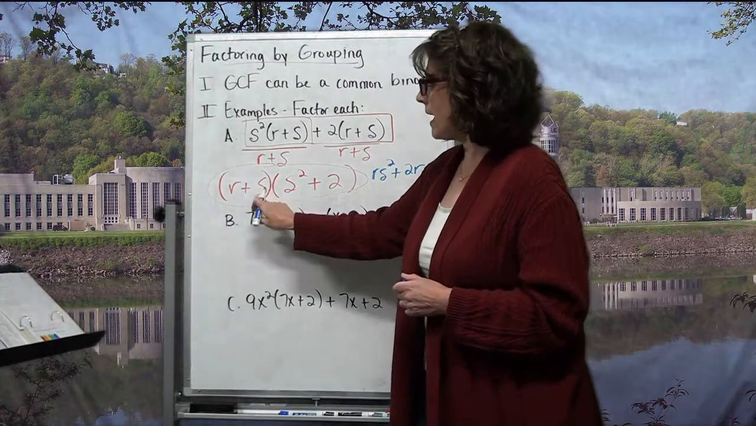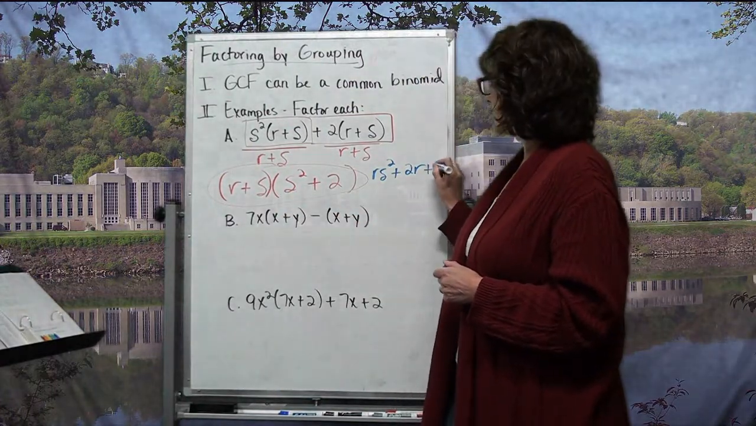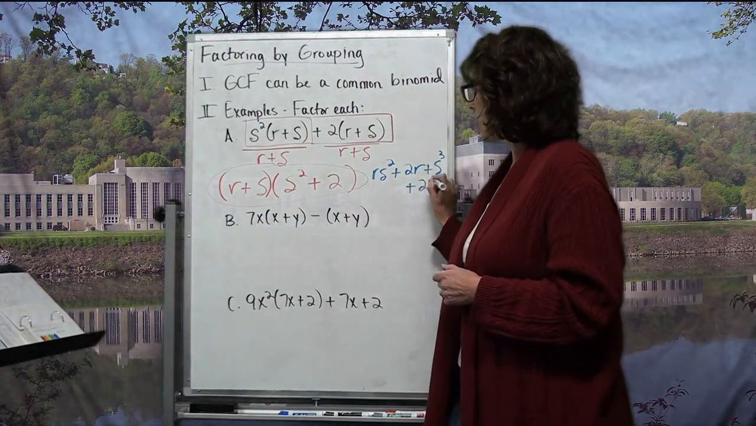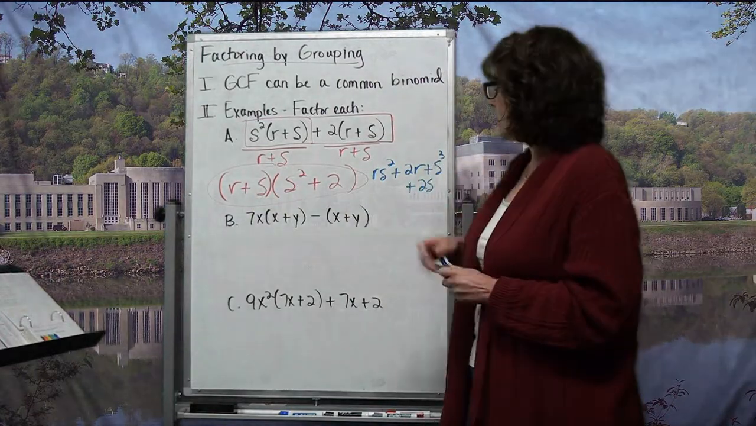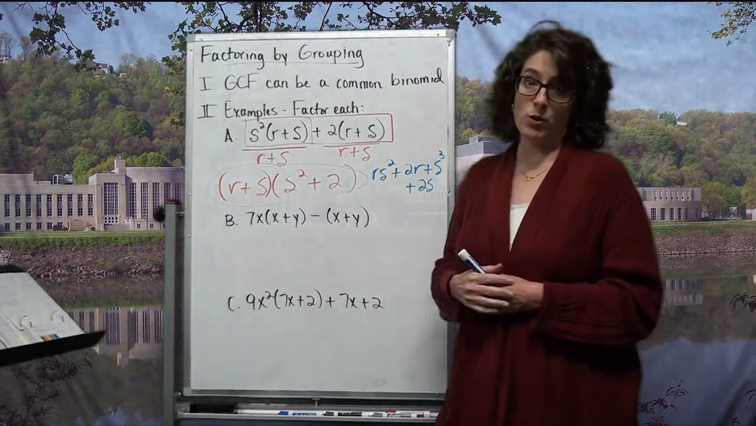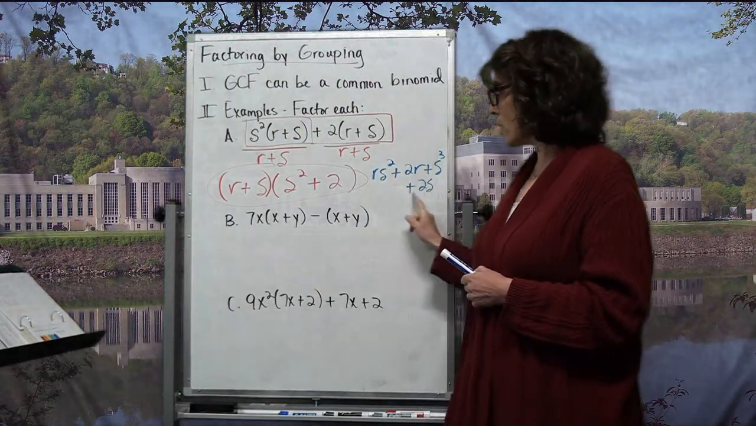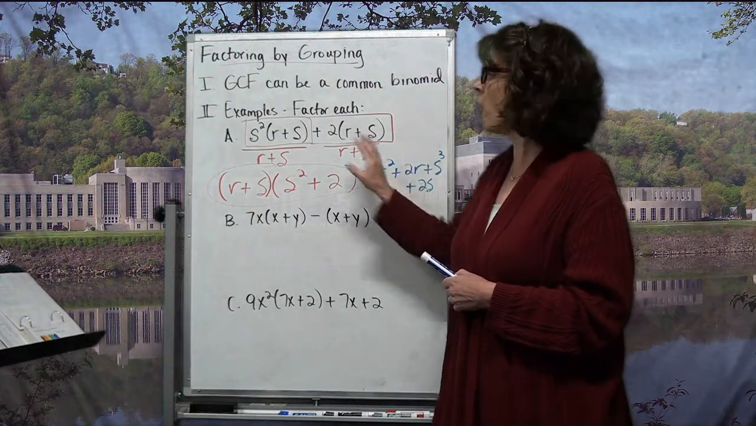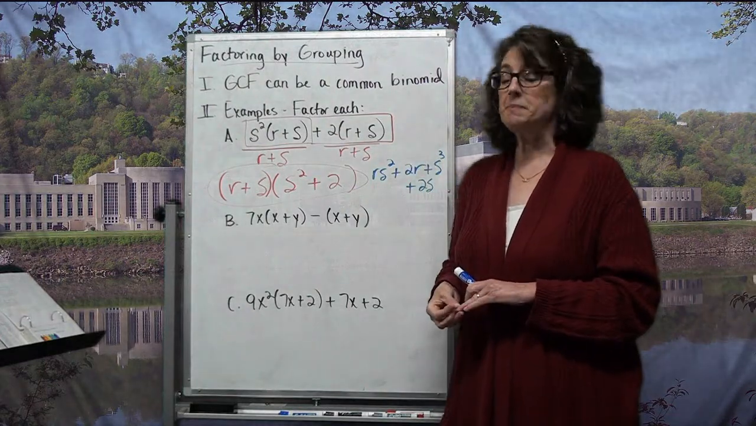When I multiply s times s squared, I'm going to get an s to the third. And when I multiply s times 2, I'm going to get a 2s. Now, what's written in blue looks nothing like what's written up here. Notice though, there's no common terms that I can combine, so this is it. But this looks nothing at all like what's written in black where I started.